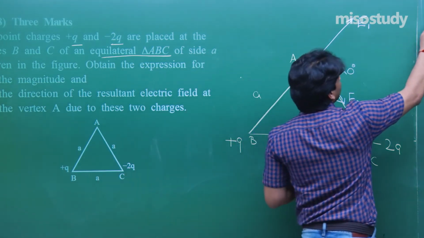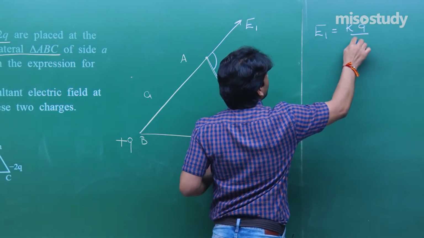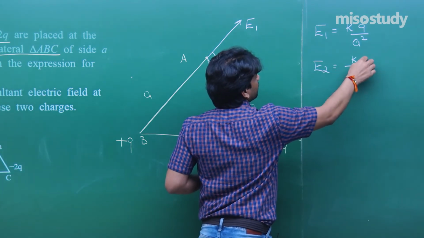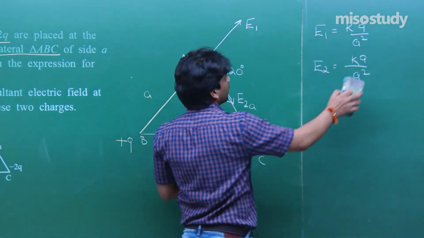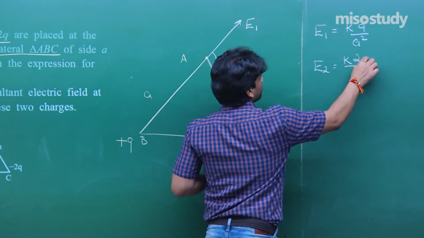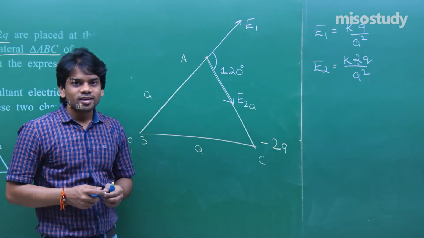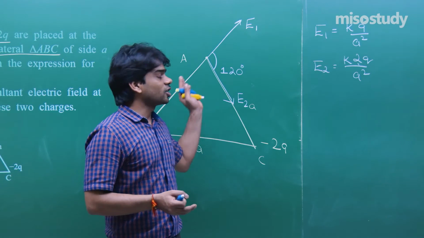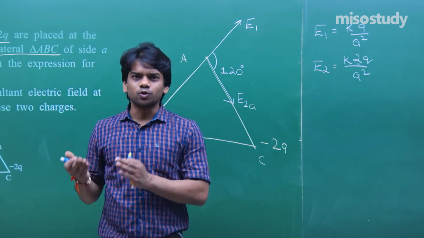E1 value, if I write the value of E1, will be kq by a square. E2 value will be, sorry, it will be 2q because this charge on C is 2q. Direction you have got the sense. Two vectors lying at an angle of 120 degrees, both tails joined. You can easily find the magnitude: under root A square plus B square plus 2AB cos theta.